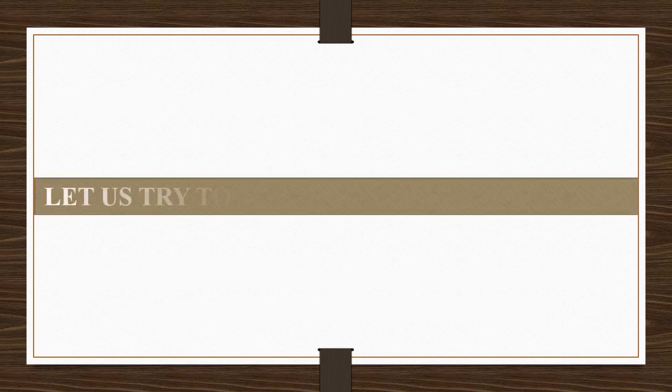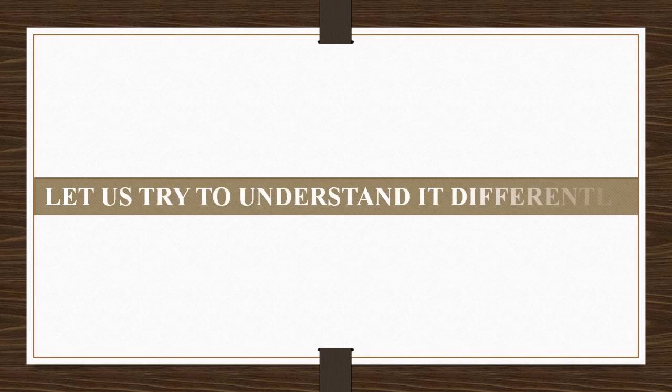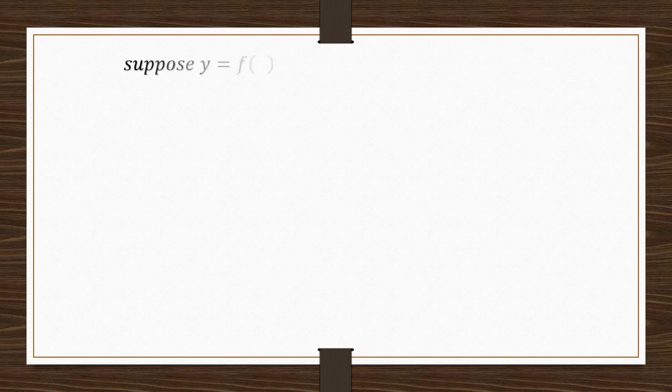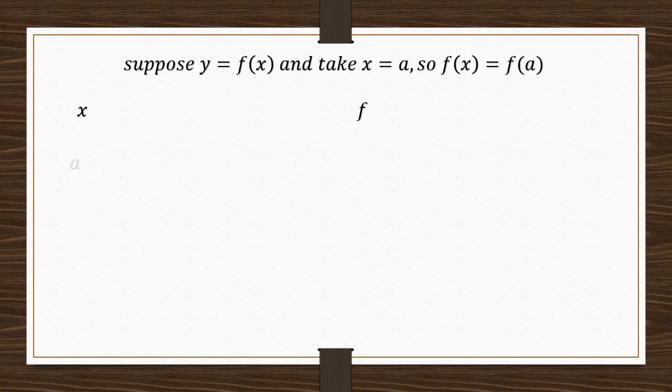Let us try to understand it differently. Let us take another example to get it simply. This time we will suppose f(x) as y and take x = a. So f(x) here changes into f(a). The variable is x and the function is f. When I take x as a, the function becomes f(a). And when I change the value of x from a to a + h, the function naturally becomes f(a + h). Now this much is simple.